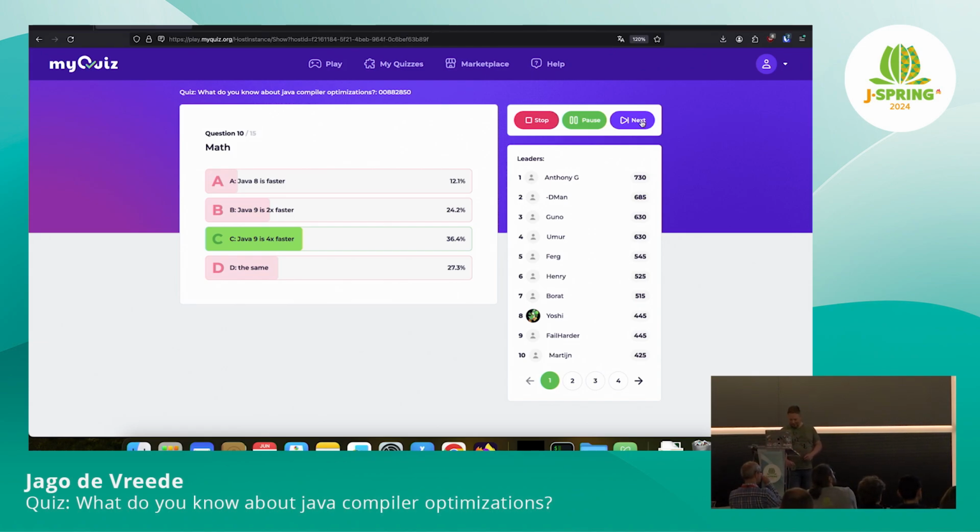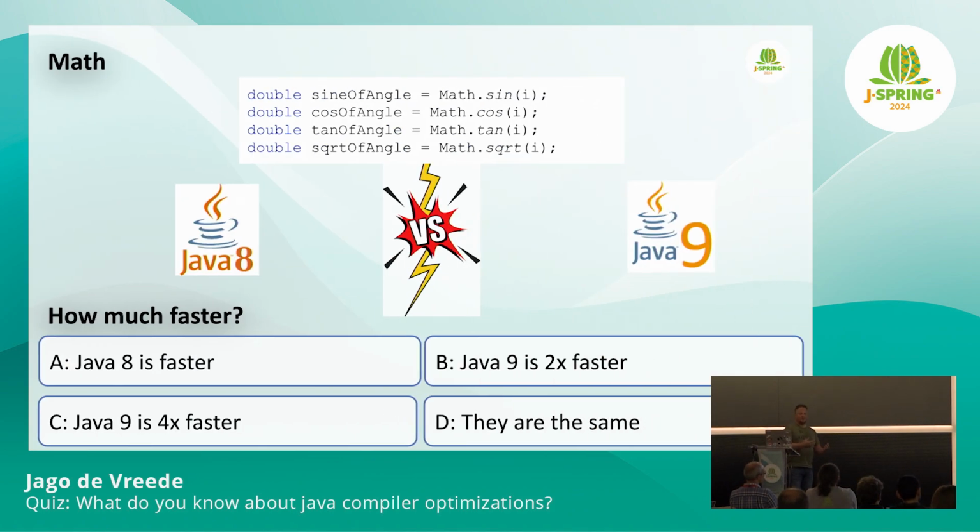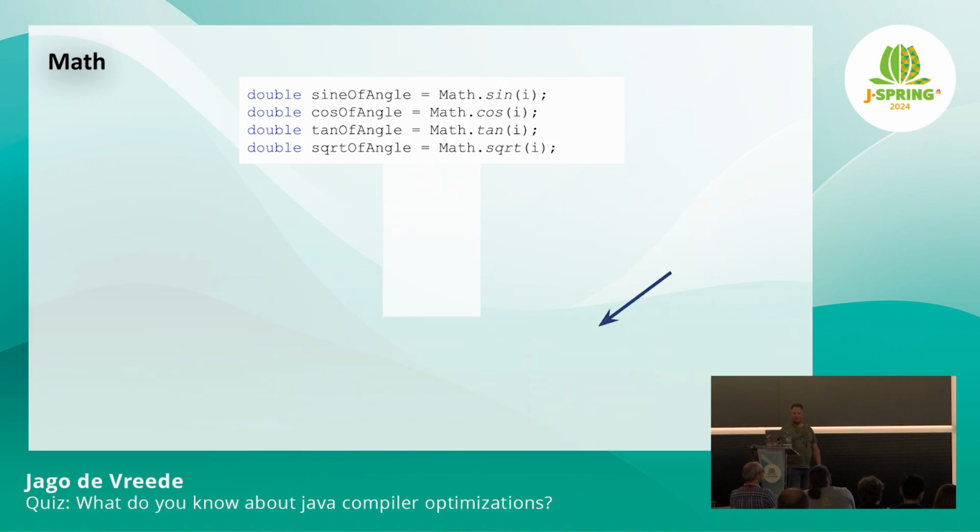Everybody, or at least most of you, got this one right. Java 9 is actually 4 times faster in math operations than Java 8. So if you do a lot of math-heavy operations and you're still on Java 8, this is another way of getting more bang for your buck.